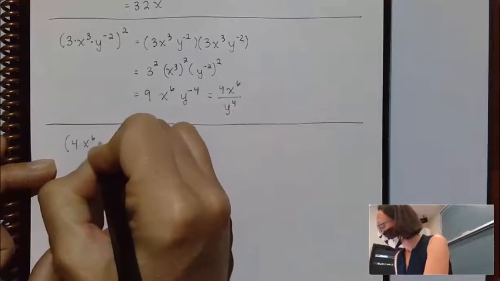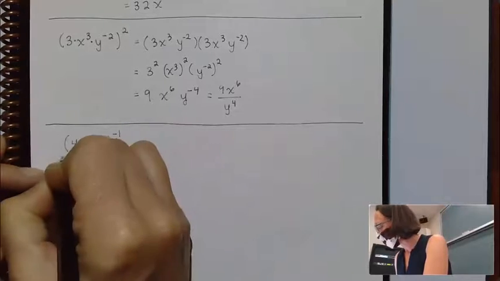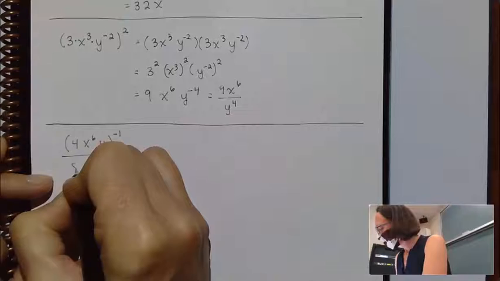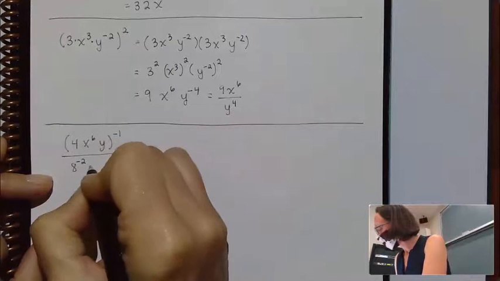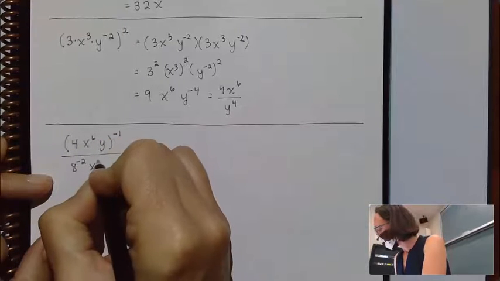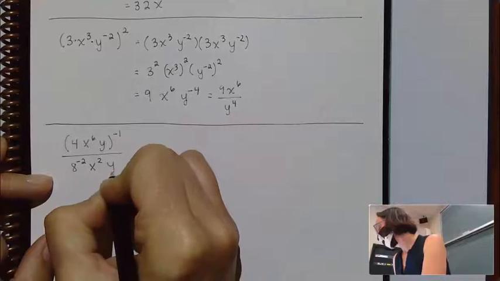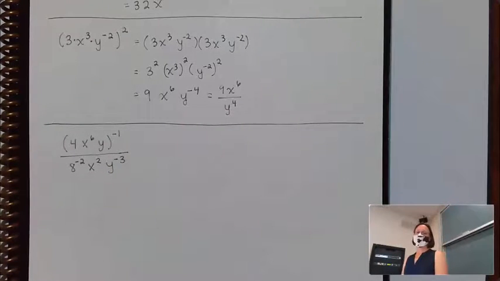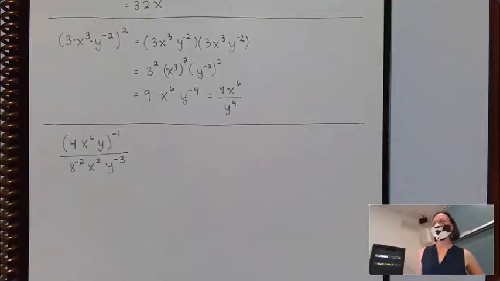4x to the 6th, y, whole thing to the negative 1, over 8 to the negative 2, squared, y to the negative 3. Okay. I made a nice messy one. Do you all want to try this one on your own? Yeah, why not? Try to simplify that thing on your own. Good times.